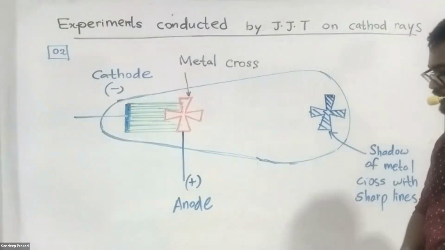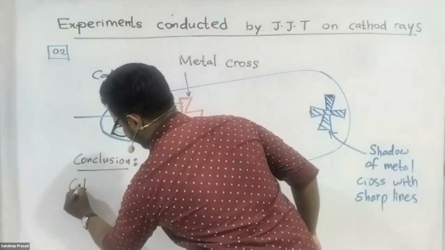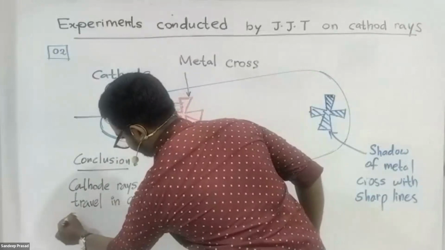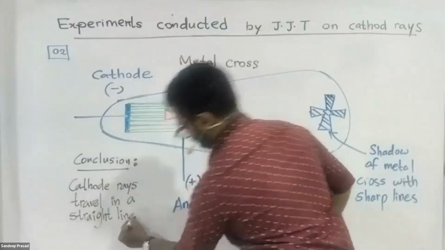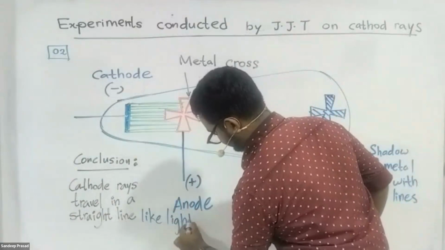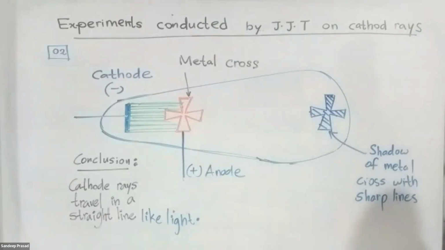Write down the conclusion. What is the conclusion? Cathode rays travel in a straight line like light. Understood? So that is the conclusion. Cathode rays travel in a straight line like light. That is the conclusion of this experiment.